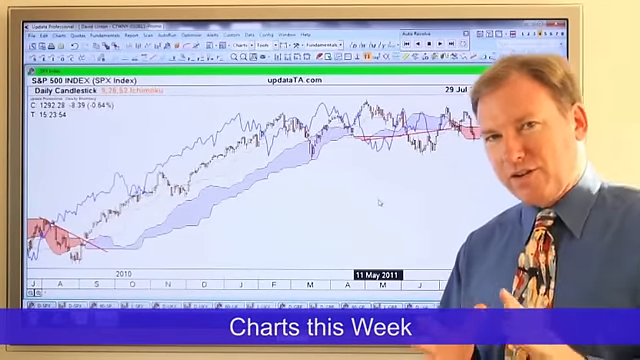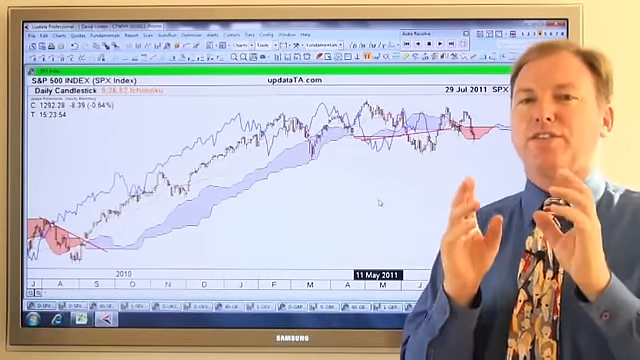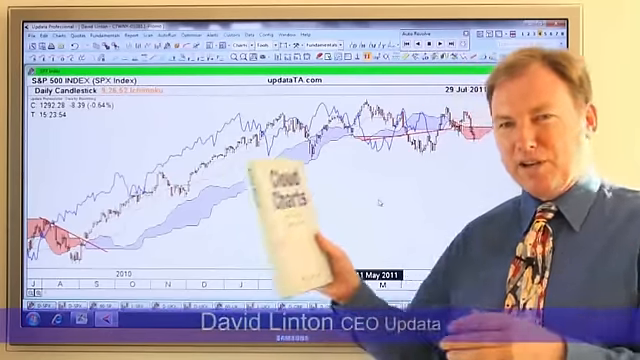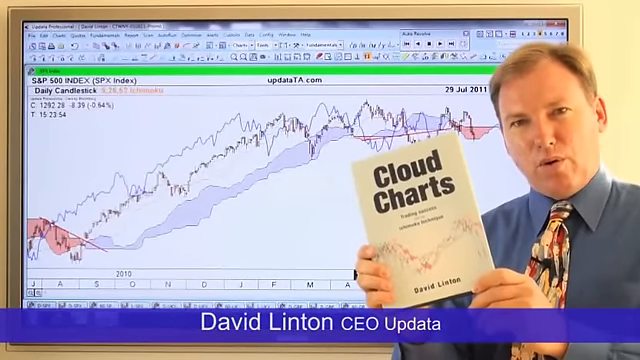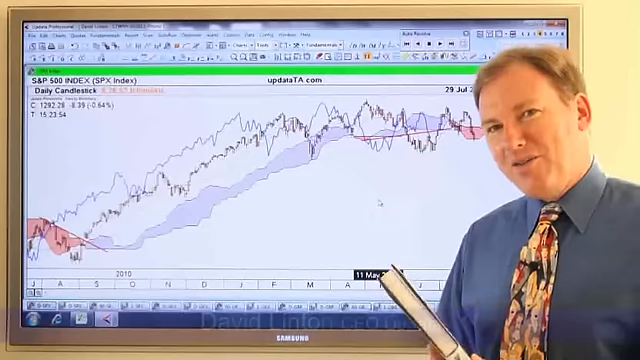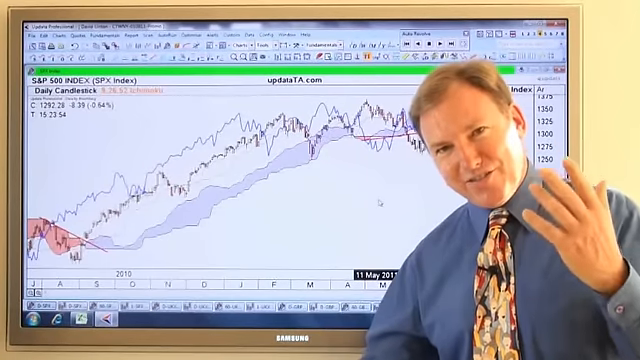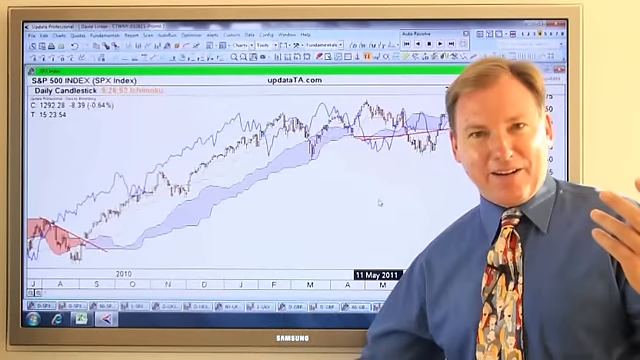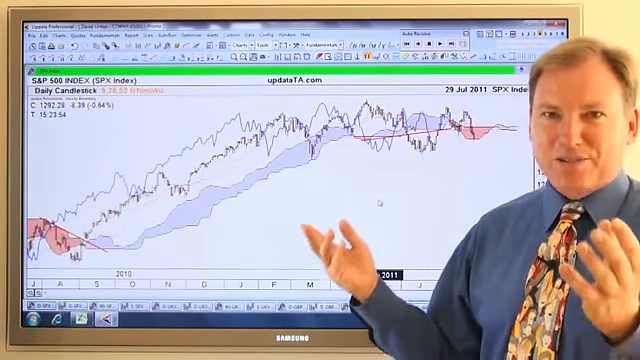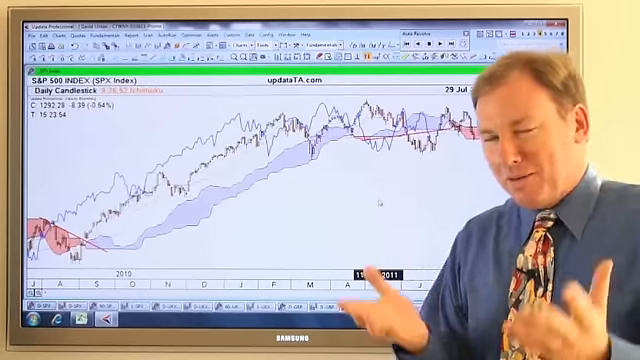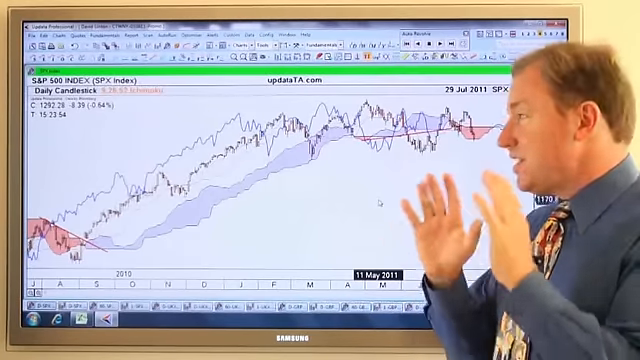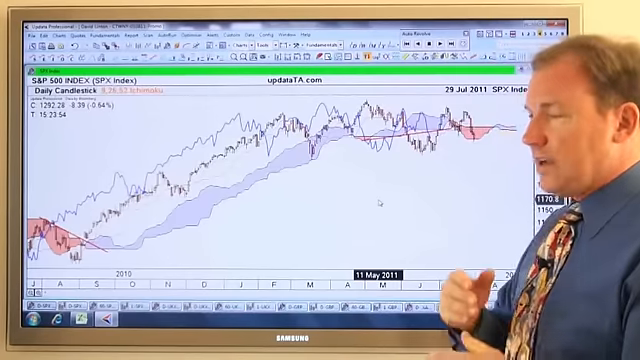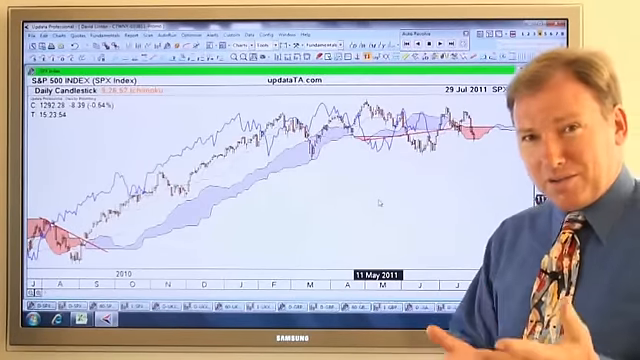Really what I want to focus on here is the 4 charts that you need to look at. I find more and more, and I cover it in my book on cloud charts, that there are only 4 charts that you need to look at to get a view on any instrument. So whether it's a stock, a forex rate, an index, no matter what you're looking at, these 4 charts will give you pretty much the complete picture that you need. And so what I'm going to start with is going through by example.